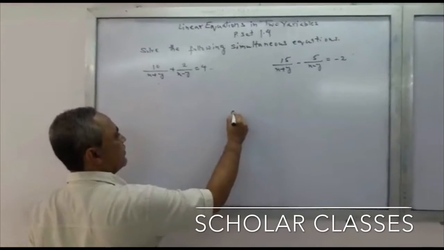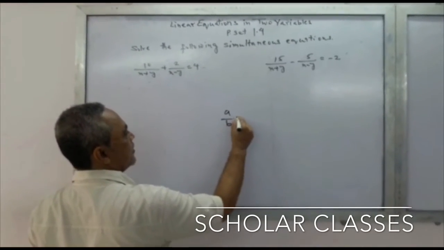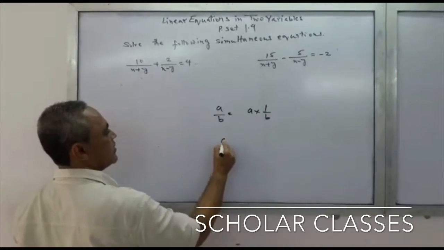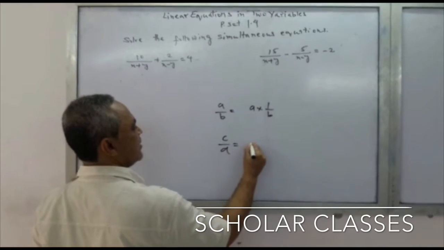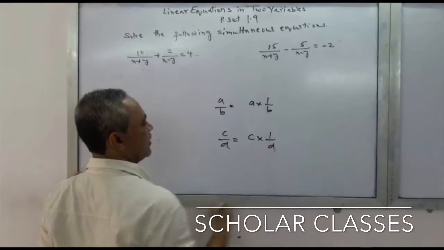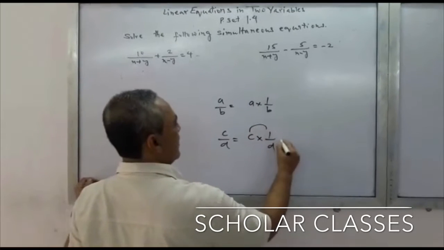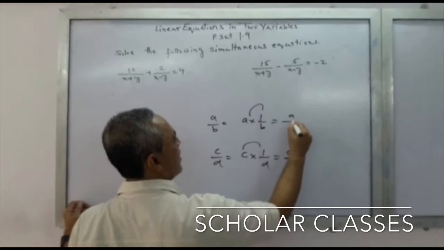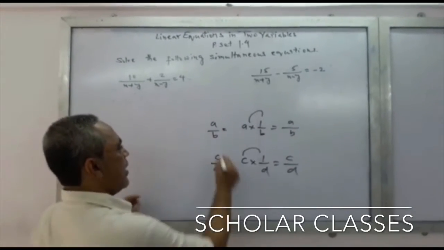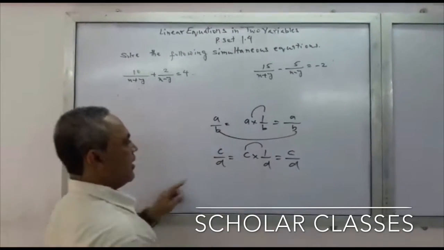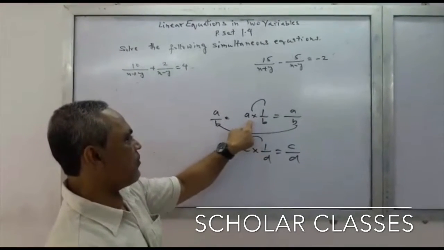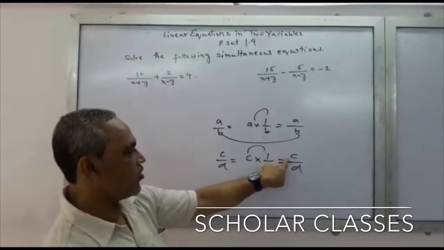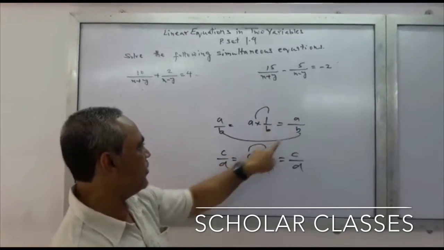Now a upon b, I write as a multiplied by 1 upon b. I write c upon d as c multiplied by 1 upon d. And c multiplied by 1 again becomes c upon d. So a upon b will become a multiplied by 1 upon b, and c multiplied by 1 upon d. Multiplying again, it will become c upon d, and a upon b.